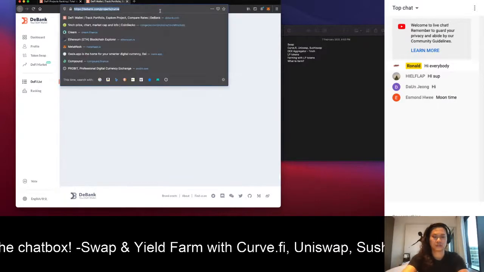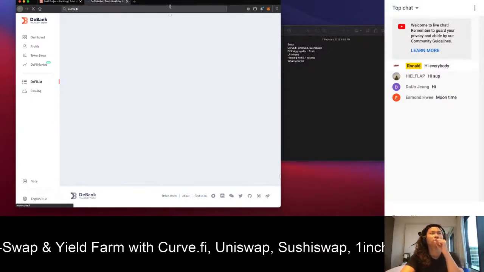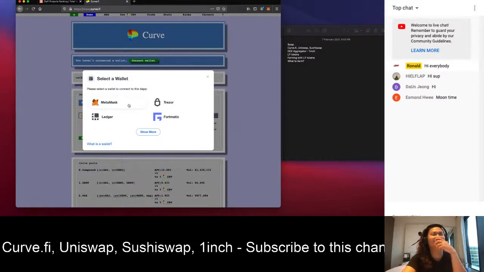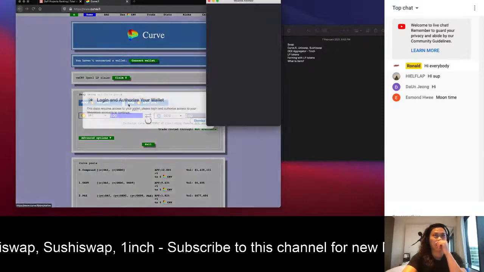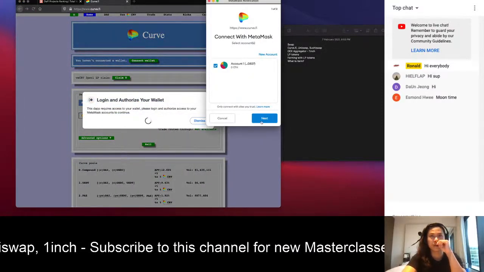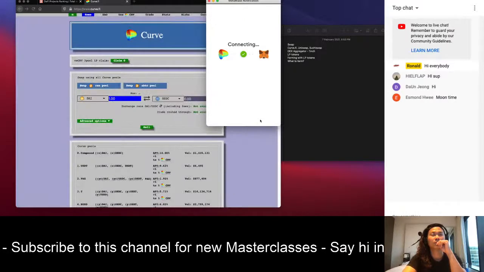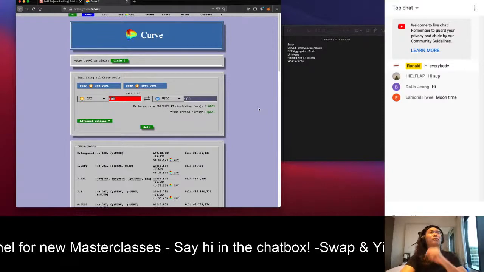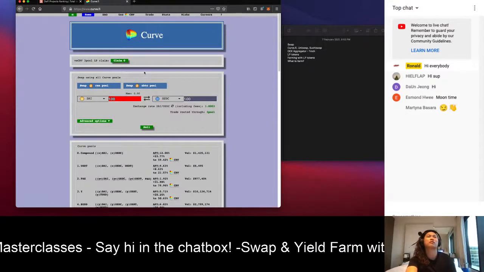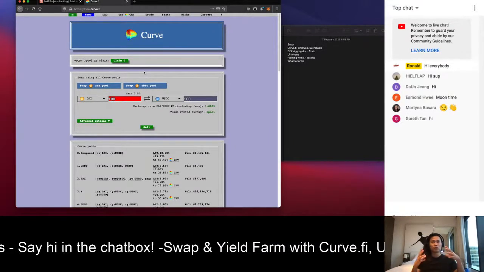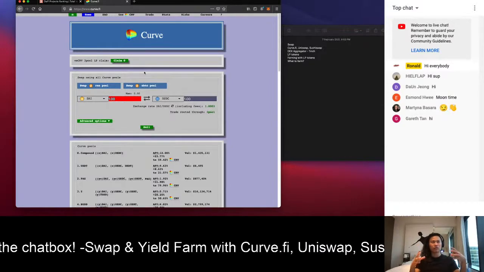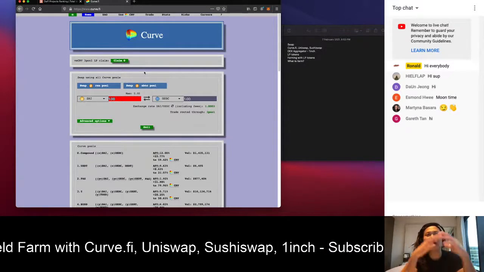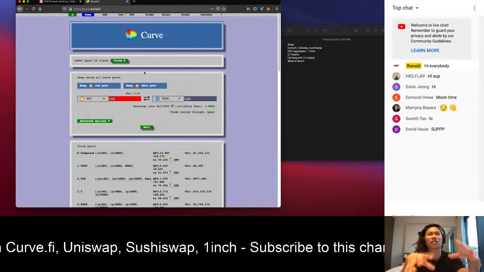The thing about Curve, Curve looks like this 1950s kind of layout. Every single time we connect with MetaMask. And now that we've connected with MetaMask, the idea of Curve is that Curve is the best place for you to swap huge amounts of stable coins. So Curve has built its entire business model on exchanging stable coins.